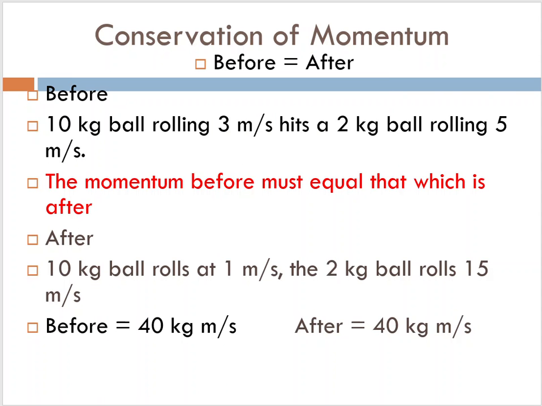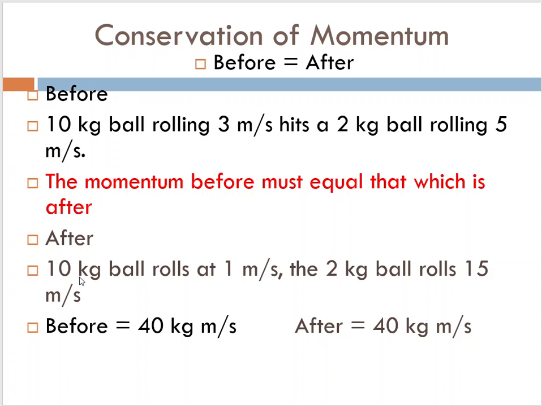Okay, with the conservation of momentum that we talked about, what we know is that the momentum before has to be equal to the momentum after. So whatever we had going before has to be equal to the momentum afterwards. In this case up here, before, we had a 10 kilogram ball rolling 3 meters per second, hits a 2 kilogram ball rolling 5 meters per second. And these probably should be worded the other way. The 2 kilogram ball is probably going to hit the other one. But what that tells us is that before the collision we had 30 kilogram meters per second here. We had 10 kilogram meters per second worth of momentum here.